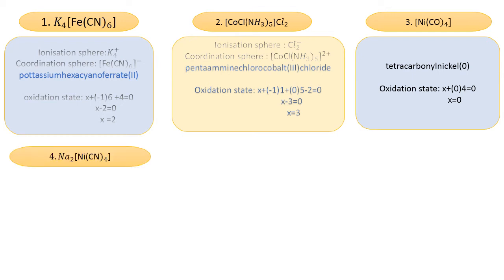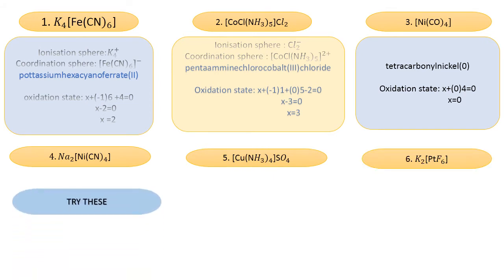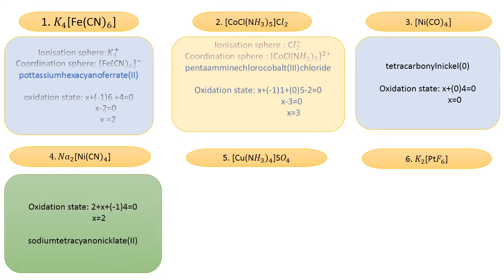Next one. Try these examples. It's simpler. Now giving the answers for these questions. First, finding the oxidation state. Charge of sodium is plus 2, plus the oxidation state of nickel is unknown, taken as X, plus the charge of cyano is minus 1. Since there are 4 cyano, we are multiplying minus 1 into 4, which is equal to 0. Then X is equal to 2.